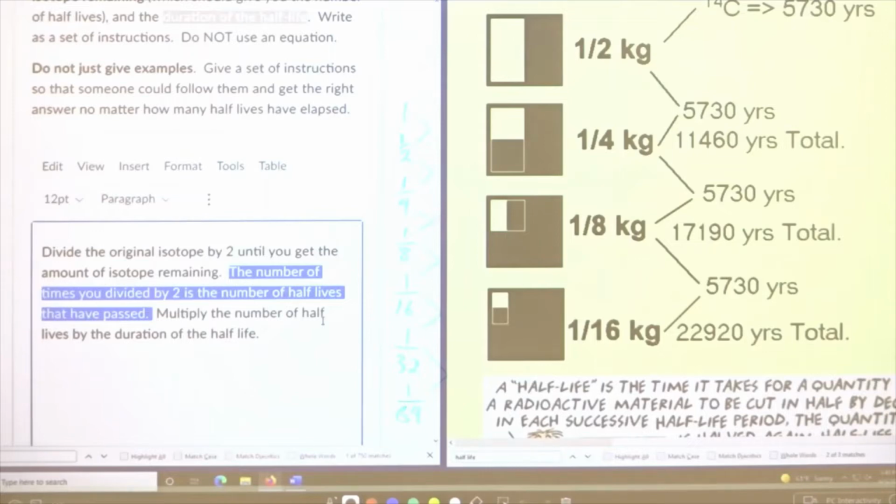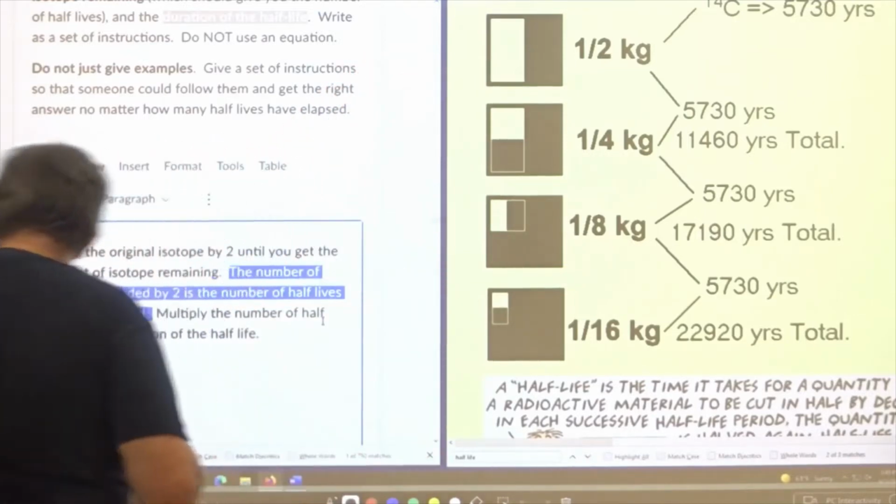And since every radioactive isotope has a unique half-life, you're then going to multiply the number of half-lives by the duration of the half-life. A lot of students took the half-life and divided it by 2. Remember that the half-life isn't what gets divided by 2. It's the amount of isotope that gets divided by 2, not the half-life. So the number of half-lives goes up by 1 each time a half-life goes by. Okay?